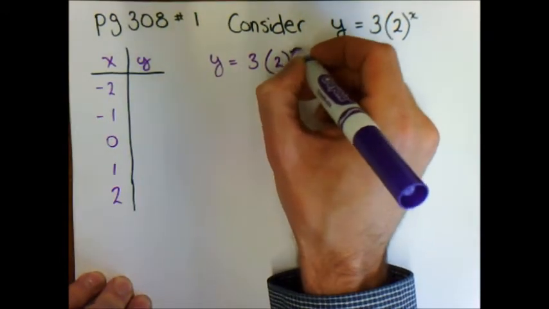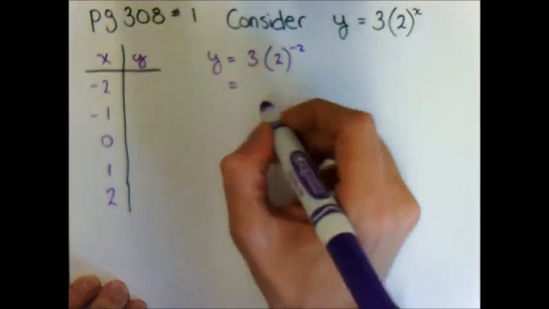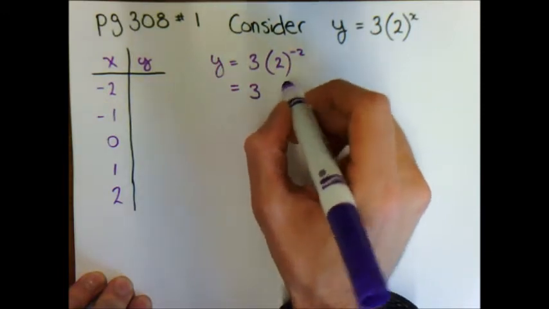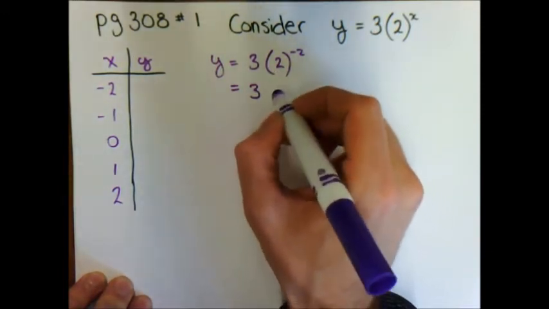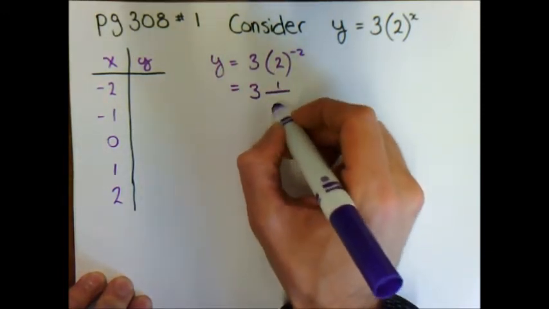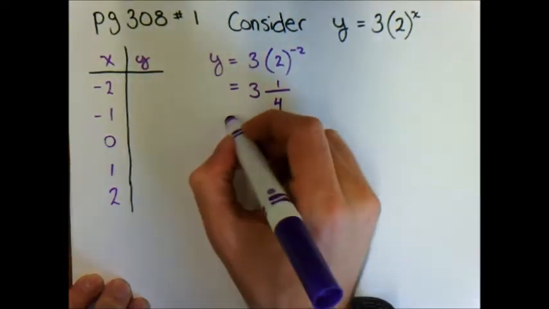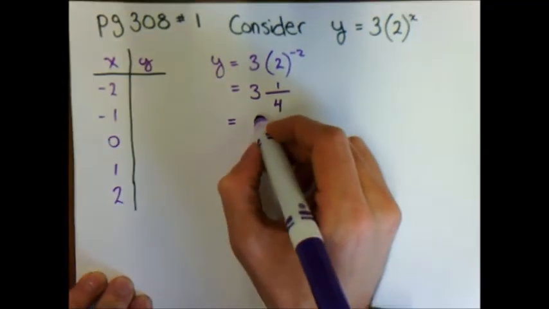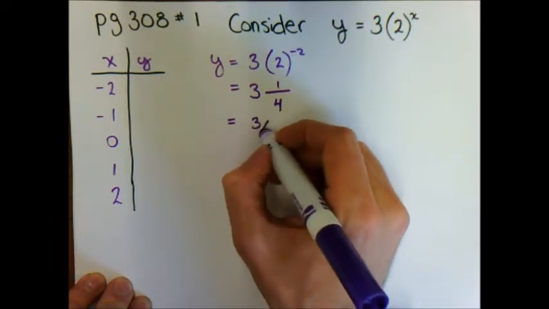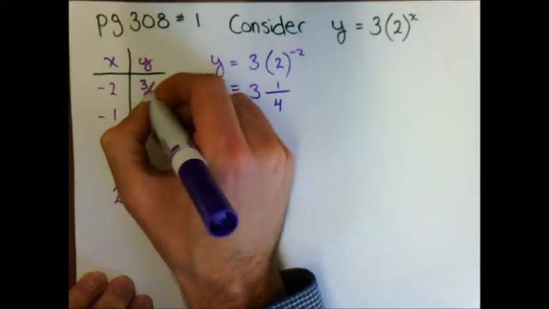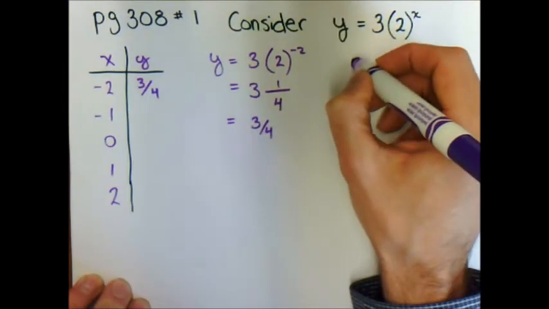We'll start with x equals -2. This is 3 times, remember our rules for exponents, if I have a negative exponent, I simply have 1 over 2 squared, which is 4. So here we have y equals 3/4. Sub that into my table.